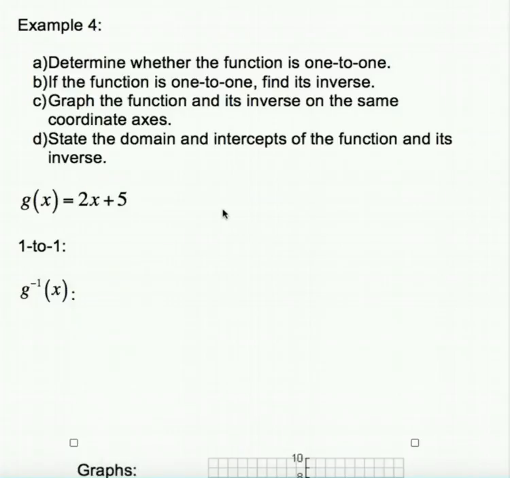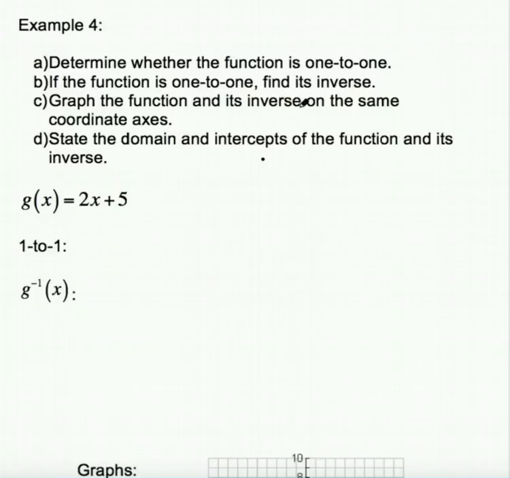Okay, so the first thing we need to do is determine if this function is one-to-one. When we look at this, we know g of x equals 2x plus 5. We know that that is the equation of a line. So I'm going to write it as y equals 2x plus 5. Now I know part C says to graph, but I'm going to go ahead and graph that now, just so I can visually see if this function is going to be one-to-one.